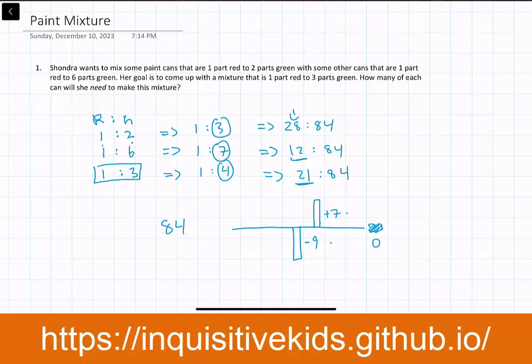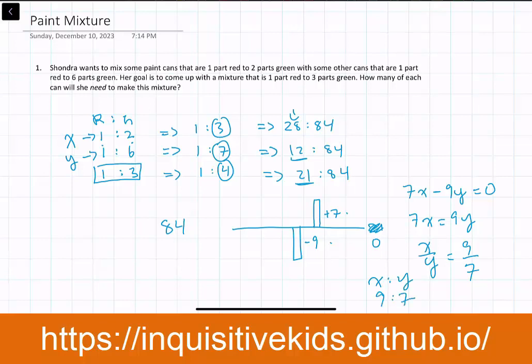Now we have to write out an equation. Let's assume that there are X cans of this first mixture and Y cans of this second mixture. 7X minus 9Y would have to equal 0, right? Because at some point, these cans combined will equal the just right portion. We can simplify to get 7x equals 9y, and x over y equals 9 over 7. Now, as you can see, we've got our ratio. X to y is 9 to 7.